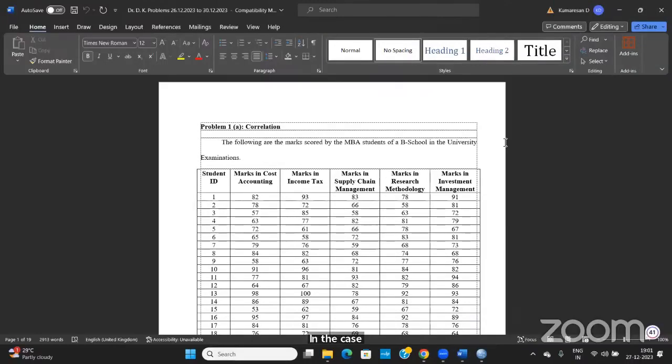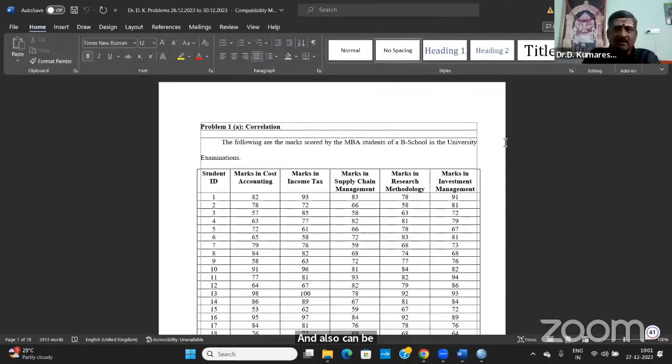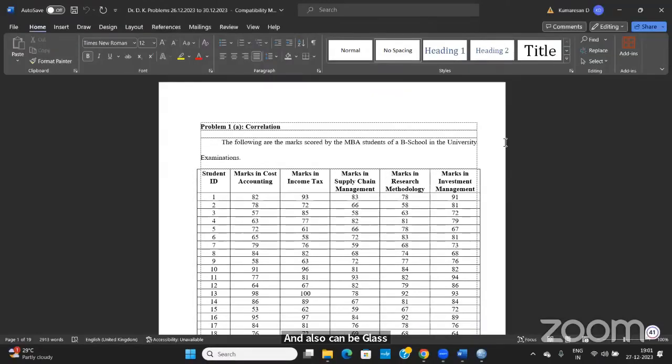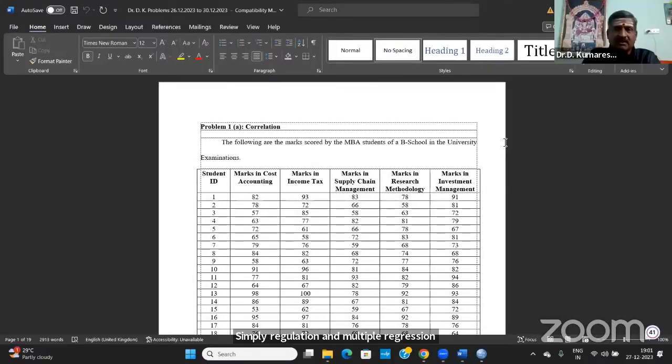Regression also can be classified as simple regression and multiple regression. Here, the impact of independent variable on dependent variable is computed, or the influence of independent variable on dependent variable is computed. So there are dependent and independent variables.